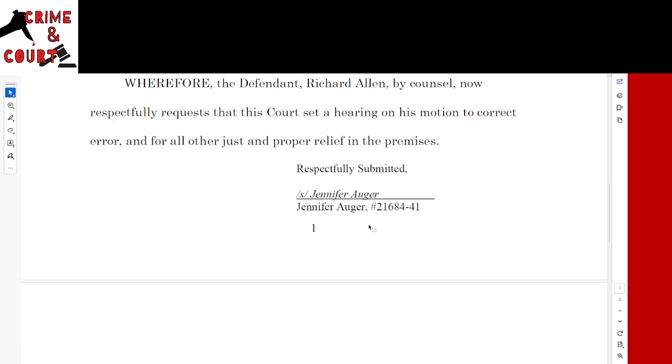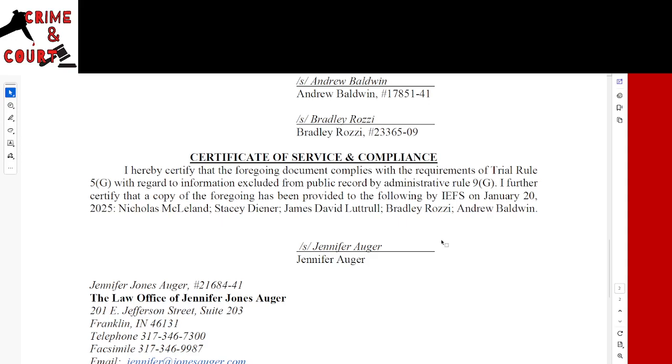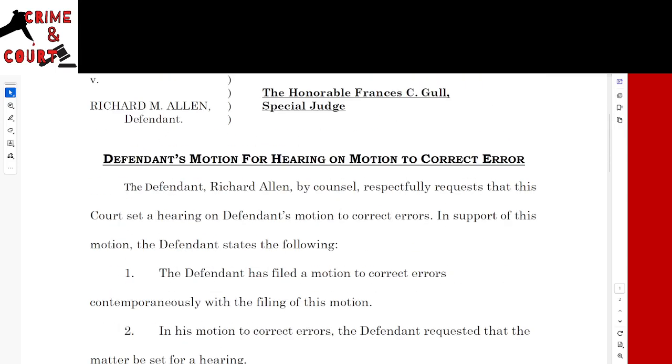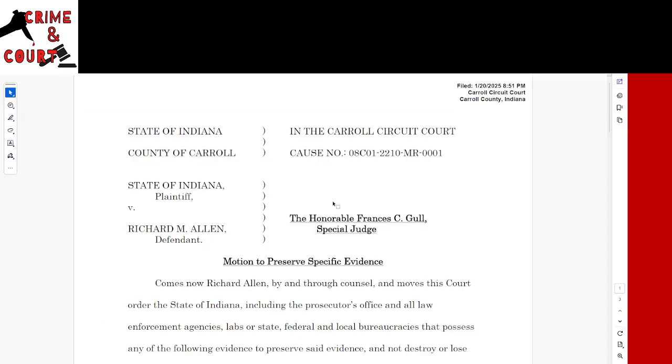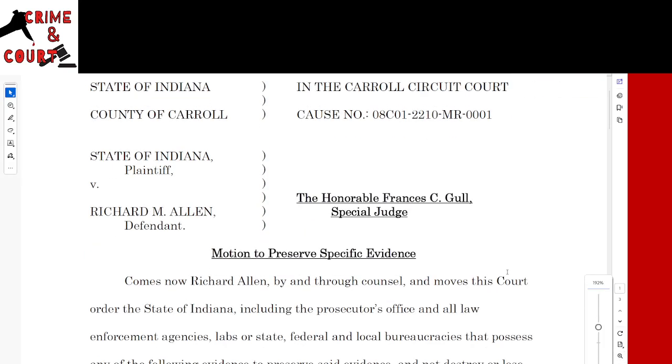This was written by Jennifer Auger, and Andrew Baldwin and Bradley Rosie all signed it. So that's the first motion, and we'll get to the motion to correct error shortly here. The next motion is the motion to preserve specific evidence.